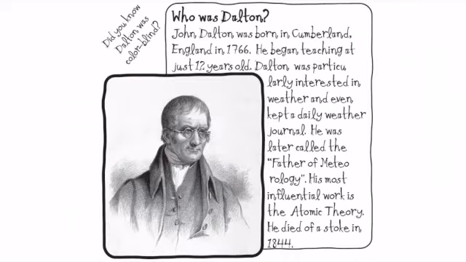John Dalton was born in Cumberland, England in 1766. He began teaching at just 12 years old. Dalton was particularly interested in weather and even kept a daily weather journal. He was later called the father of meteorology. His most influential work is the atomic theory. He died of a stroke in 1844.